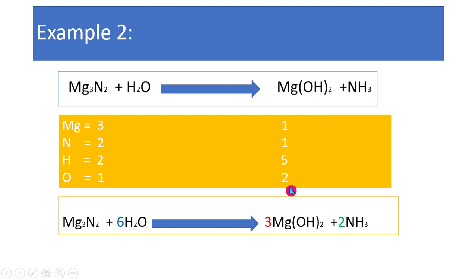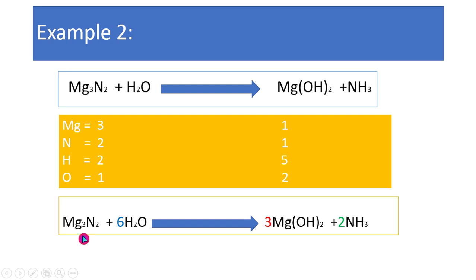In this example, we see that metal atoms are also present along with non-metal atoms and oxygen and hydrogen. So, in this example, we will first balance the metal atoms. Here the number of metal atoms is 3 and here the number of metal atoms is 1. So, we will use coefficient 3 here. So, the number of magnesium atoms becomes the same.